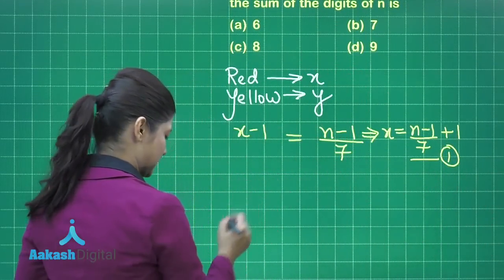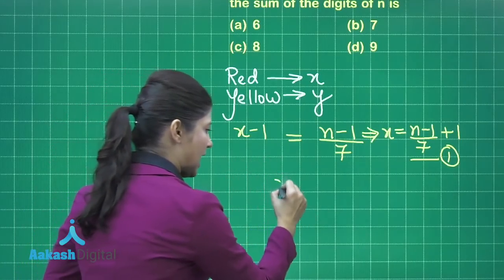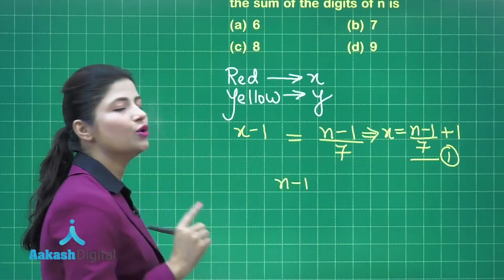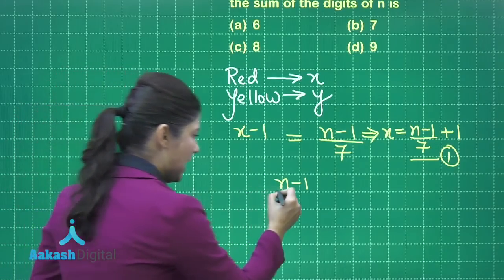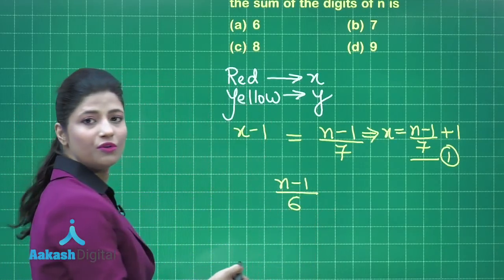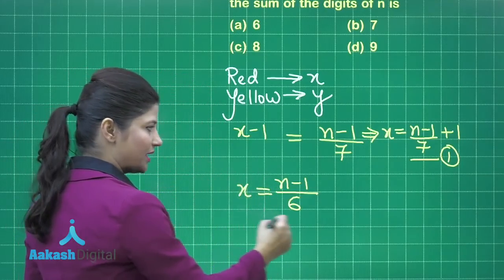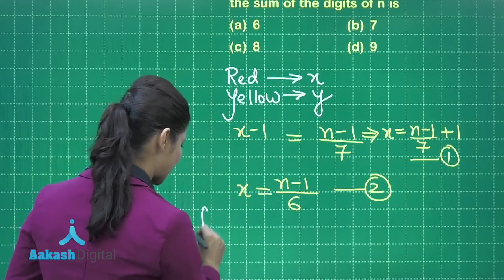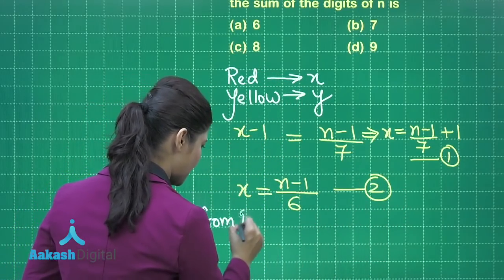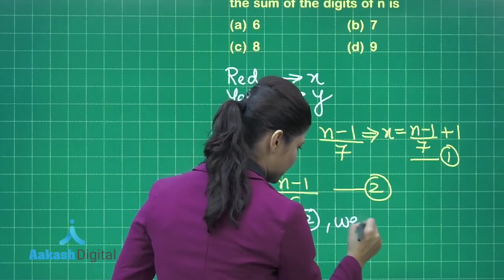Moreover, as per the second condition, when we are considering the number of yellow balls and you are removing one yellow ball from the bag, then the total number of balls becomes n minus 1 and you take 1/6 of the total number of balls. This is equal to the number of red balls. So here you are getting another equation. You can easily compare both of these equations. So I can write here from equation number 1 and 2, let's see what we get.